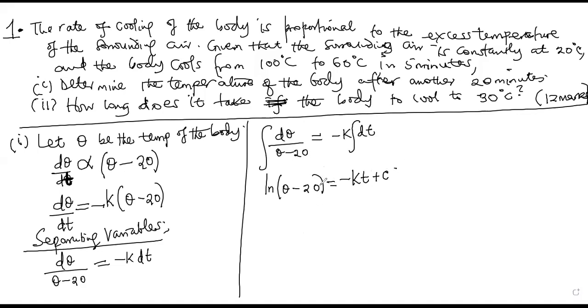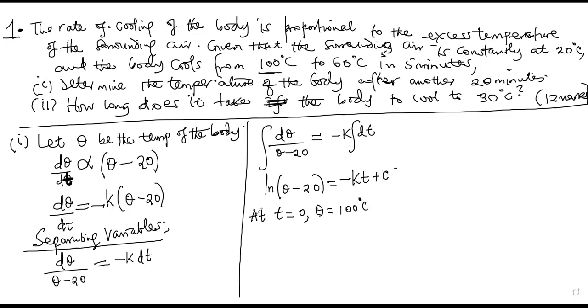Negative kt plus the constant of integration. Remember what? Initially, the temperature was 100, meaning that before any minute elapsed, at time t equals 0, theta is 100. Bring that condition, because it cooled from 100 to 60. So initially at time t equals 0, theta is 100 degrees Celsius. When you substitute for t as 0 and for theta as 100, you can get the value of c.